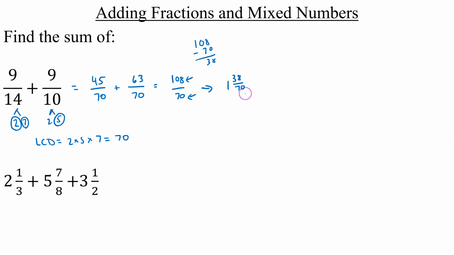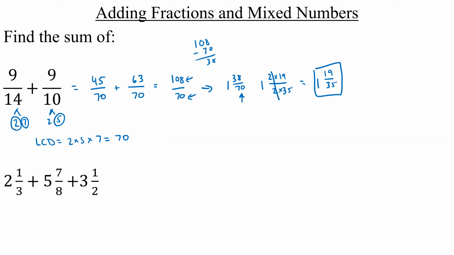However, we're still not quite done because this fraction can be reduced. 38 is the same as 2 times 19, and 70 is the same as 2 times 35. We can cancel out those 2's and we get 1 and 19/35 as our answer.